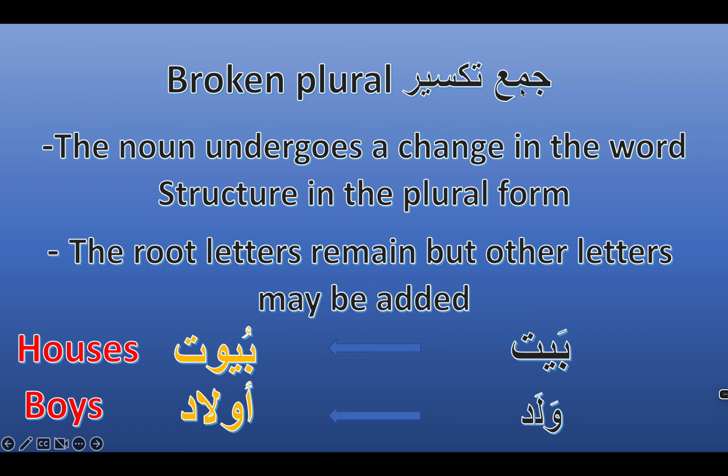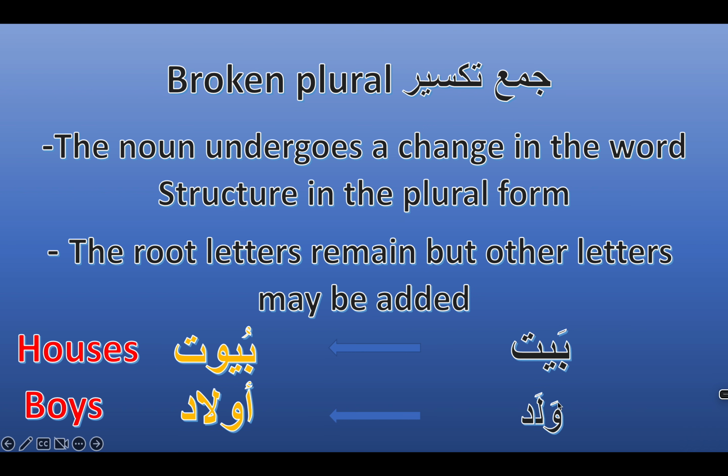There is also the broken plural, جمع تكسير. This is when the noun undergoes a structural change in the plural form. The root letters remain, but other letters might be added. So for example, with bait, which means house, we can see the root letters are ba, ya, and ta. However, in the plural, we can't do baytuna or baytina. It becomes buyut, which is houses.